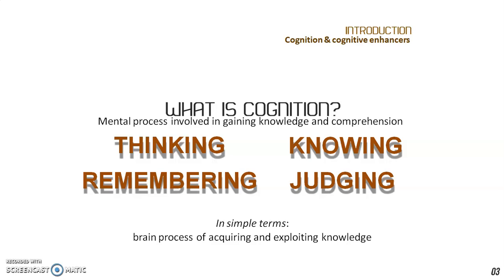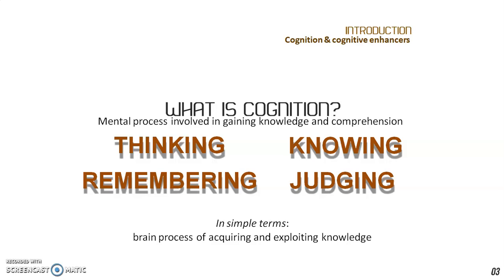Now, cognition and cognitive enhancer. What is cognition? It is a mental process involved in gaining knowledge and comprehension of the knowledge. It includes, suppose you are accepting anything, we will start thinking, and we will start remembering the old incidents which can be linked with this, and later knowing and judging we are going to do. Overall, this process will happen in a short span of time, so that the accepted information will later be stored, or sometimes it may be discarded.